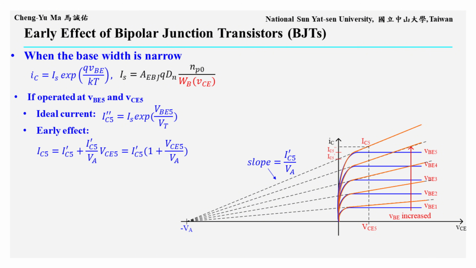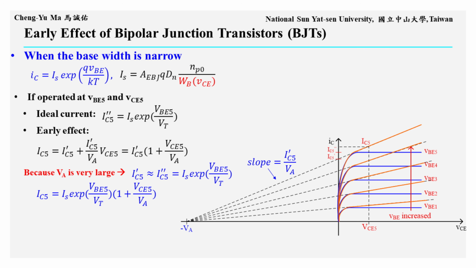When the early effect is considered, the red curve gives the actual current value, IC5. From the graph, IC5 equals IC5 prime plus the extrapolated line slope, IC5 prime divided by VA, multiplied by VCE5. Here, IC5 prime is the current where the active region line is extrapolated to the y-axis. If we factor out IC5 prime, we obtain IC5 equals IC5 prime multiplied by the quantity 1 plus VCE5 divided by VA. Because VA is usually tens of volts, it is very large, so the extrapolated line slope is small.